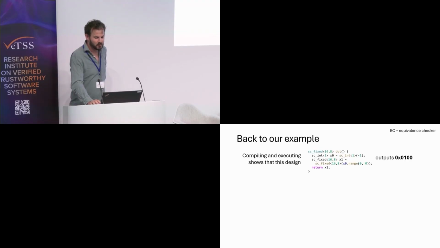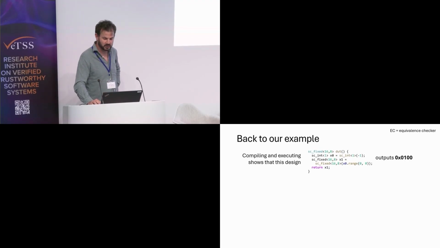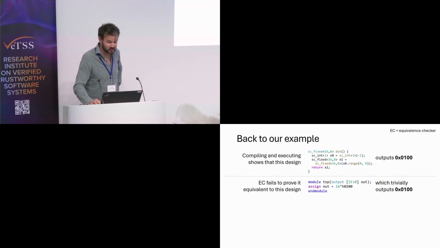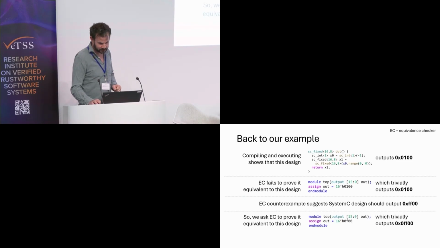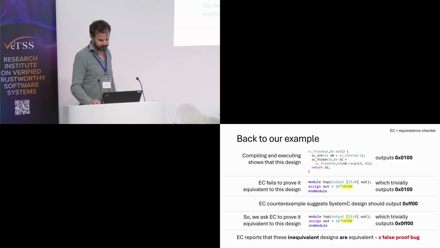So what we do is we've got this SystemC design that should produce 1, right? 0100 in fixed point. We've found that the equivalence checker fails to prove that it's equivalent to the trivial Verilog design. The counterexample gives us 0F00, the typo is propagated, as the result it really thinks that the SystemC design should produce. So we make a Verilog design that just emits 0F00, we ask the equivalence checker to prove that the SystemC module is equivalent to that trivial Verilog design, and it succeeds, and we report that false proof bug.